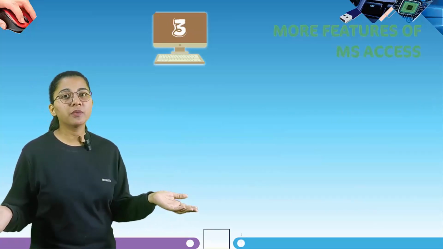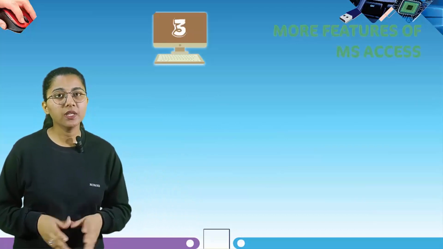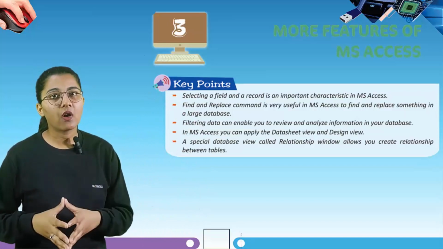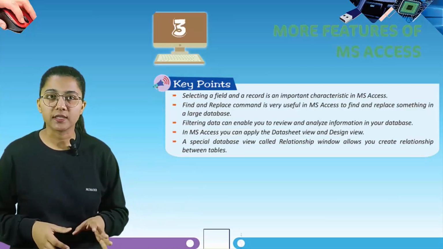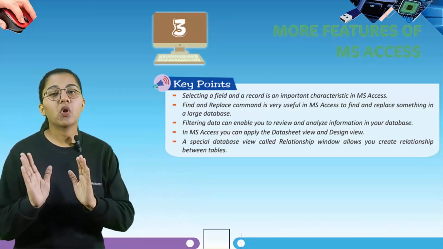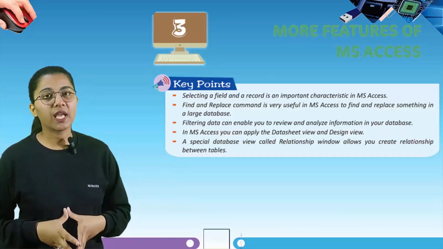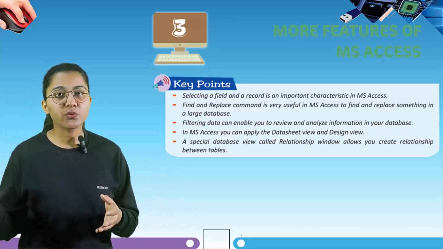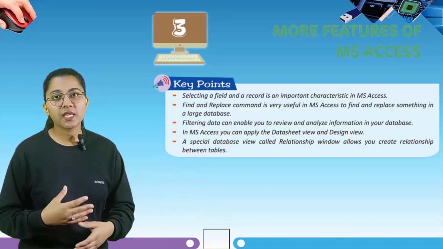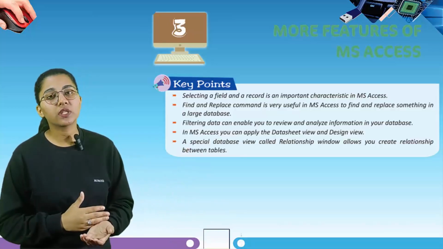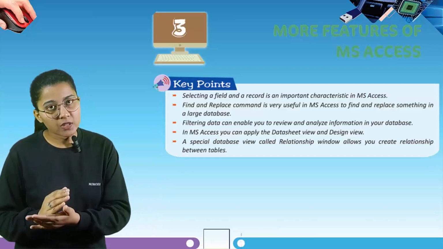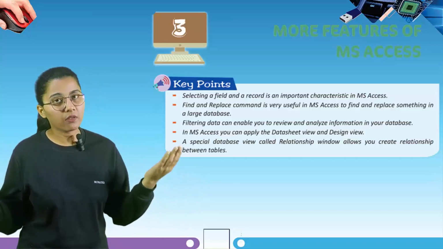So students, this is it from this chapter. Now what we have learned in this chapter, let's have a look at some key points. First we have selecting a field and a record is an important characteristic in MS Access. MS Access के अंदर field को select करना और record को select करना एक बहुत ही important characteristic है. Now next, the find and replace command is very useful in MS Access to find and replace something in a large database. किसी भी large database के अंदर find and replace command काफी useful होता है, जिसके वजह से हम अपना बहुत लार्ज डॉक्यूमेंट के अंदर किसी भी वर्ड को या किसी भी फ्रेज को फाइंड कर सकते हैं और उसको दूसरे फ्रेज के साथ रिप्लेस कर सकते हैं.